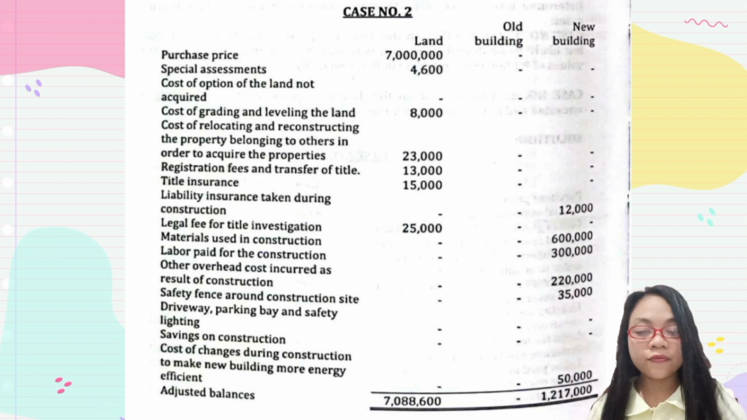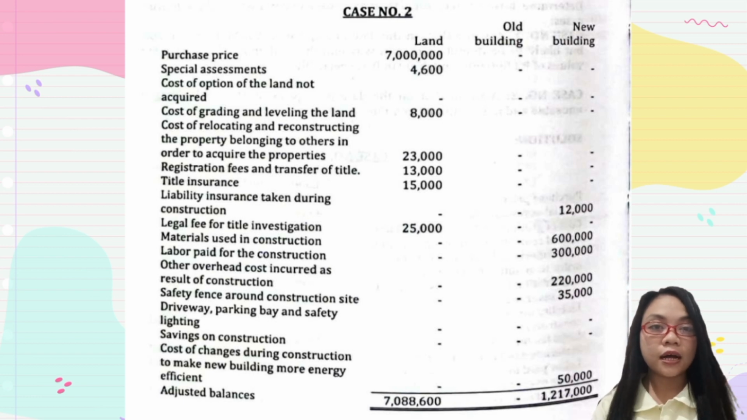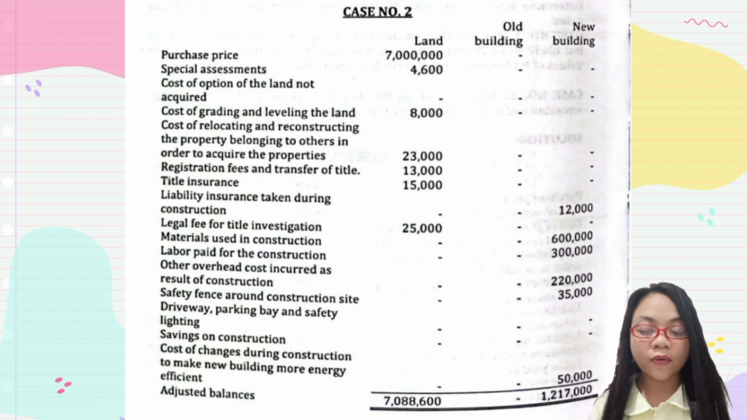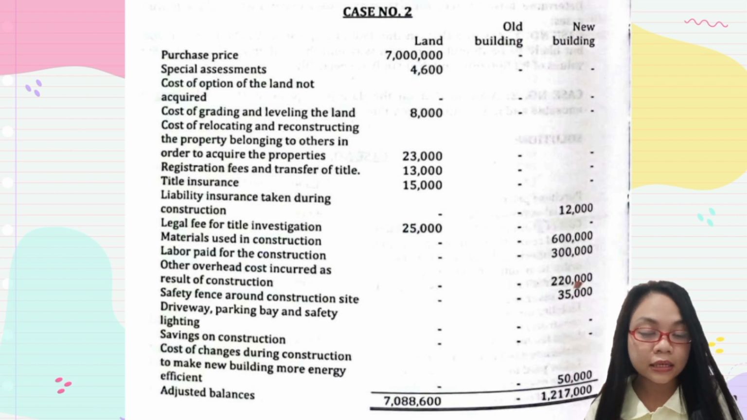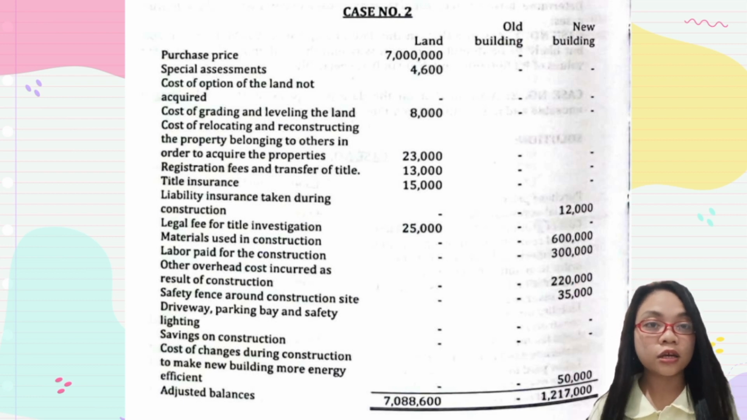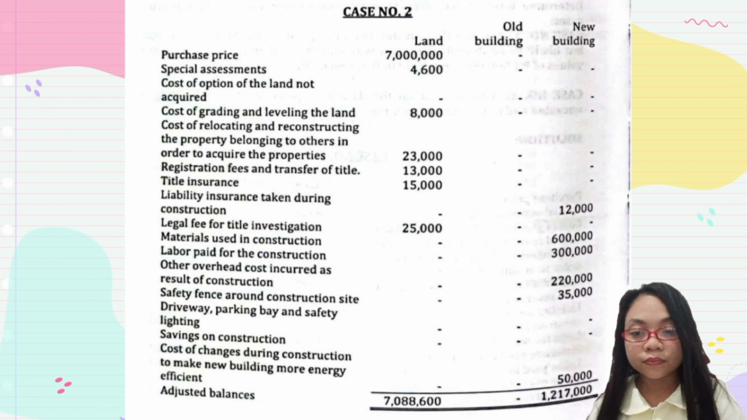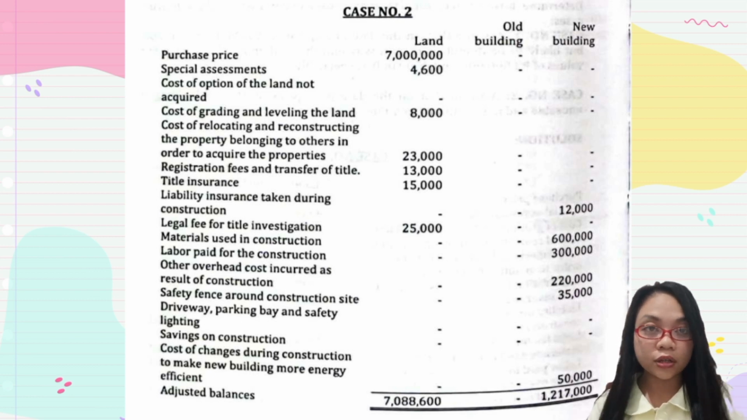1,217,000. The driveway, parking bay, and safety lighting are still not included because they are charged as land improvement, since they are not part of the blueprint of the building. And then the cost of option of the land not acquired is charged to expense, because what should be considered as part of the cost of property are lands that are acquired. And then savings on construction is ignored in the computation, for the same reason as in case number 1.